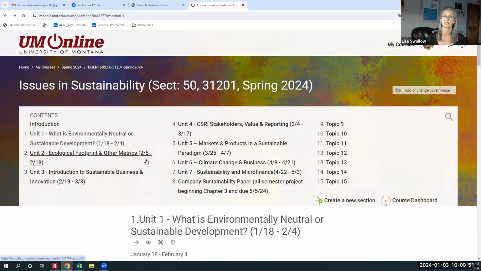And again, you can see that they start on, sorry, I'm just checking my calendar. Yeah, they start on Mondays and go either 2 or 3 weeks. Our spring break is in here between the 17th and the 25th of March. And then your all-semester project begins in chapter 3 and is due on May 5th.